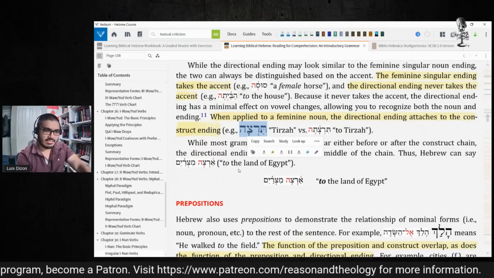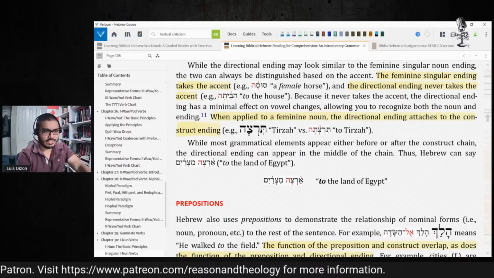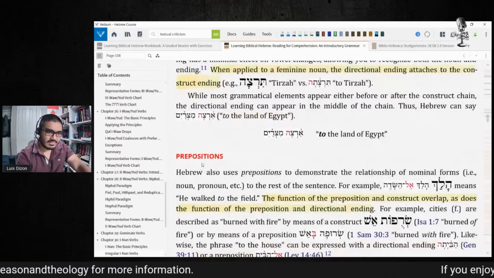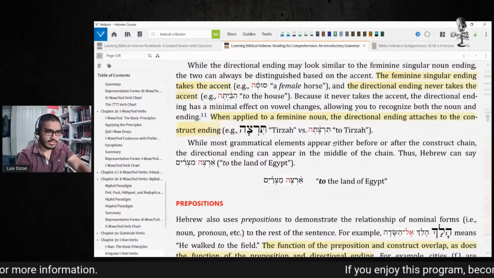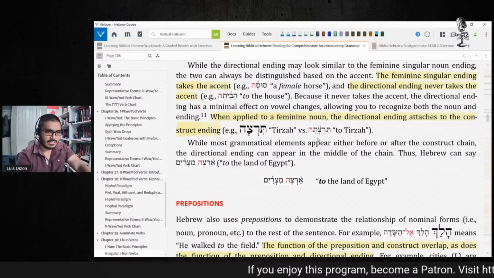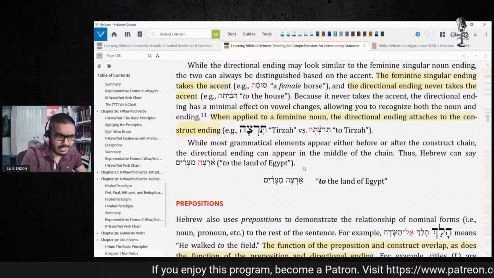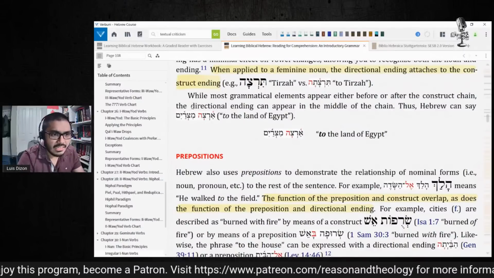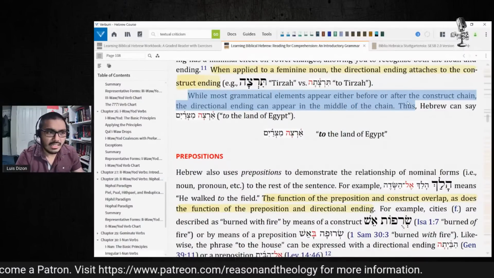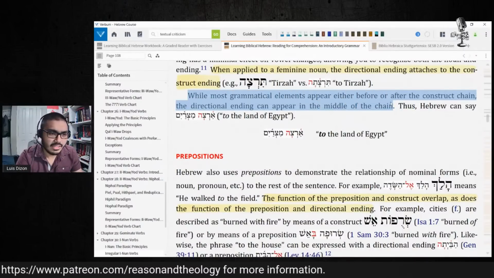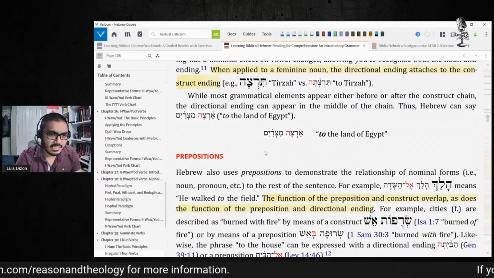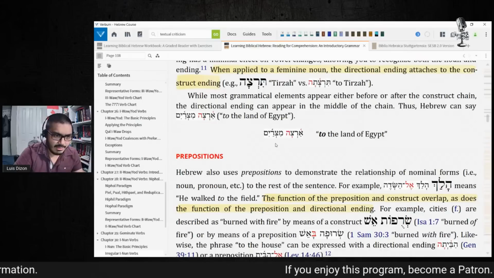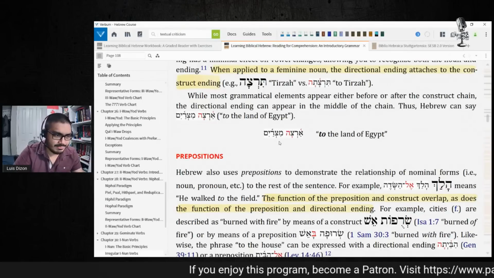So you have the name Tirza. Okay? If we want to say towards Tirza, we would say Tirzata. Because you can't put two heys next to each other, because that would then become Tirtsaha, which just sounds weird. Nobody would want to say that. And of course, a directional ending can appear in the middle of a chain, unlike certain other grammatical elements. So Artsa Mitzrayim, to the land of Egypt.